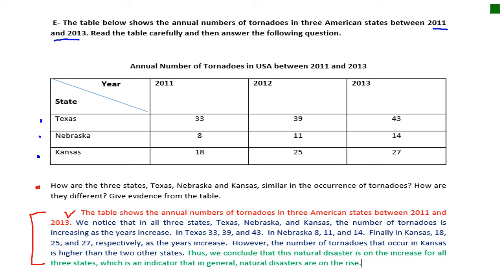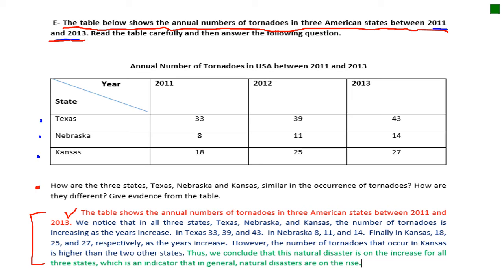Where do we get it from? Here. Get it from here. Put it in sentence form and write it here. So first, main idea or topic sentence: the table shows the annual numbers of tornadoes in 3 American states between 2011 and 2013. There you go, you got 1/3 of the point almost.